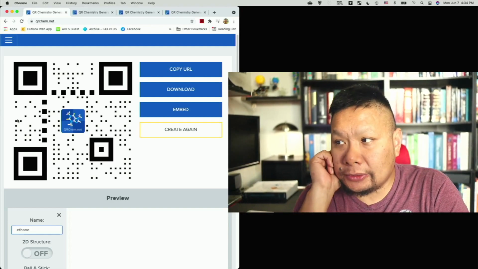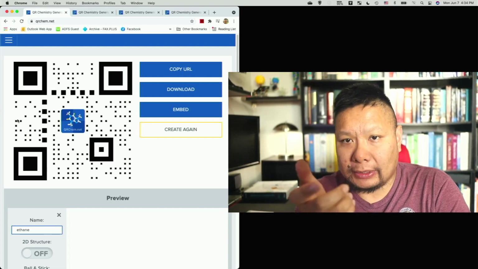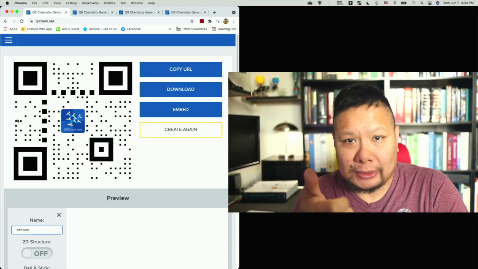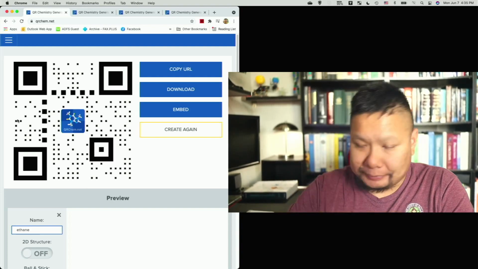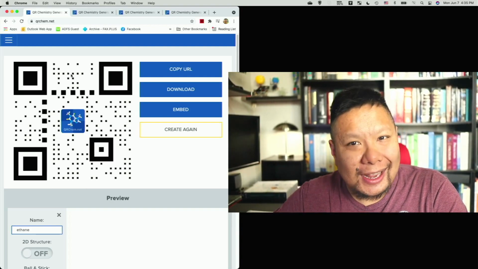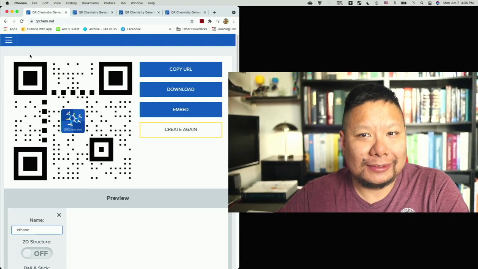Now, if you have your phone with you, you can go to your phone's camera and just scan that QR code, and it will take you straight to the ethane I just made. Okay, so it's that technological, right?